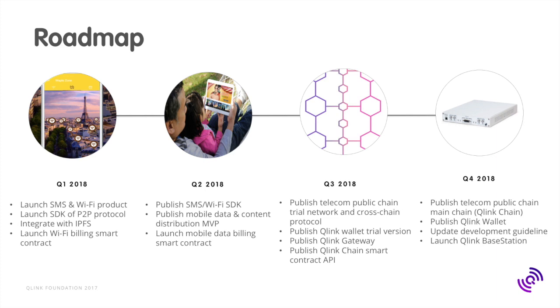In Q3, we'll publish the Telecom public chain trial network and cross-chain protocol. We'll publish the Qlink wallet trial version, publish the Qlink gateway, publish the Qlink chain smart contract API, and in Q4, we will publish the Telecom public chain, which is the Qlink chain, publish the Qlink wallet, update the development guidelines, and then launch the Qlink base station.